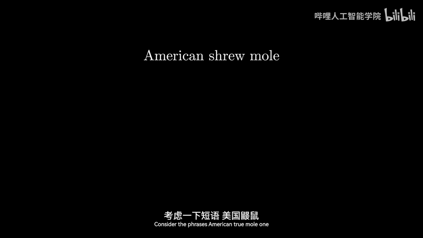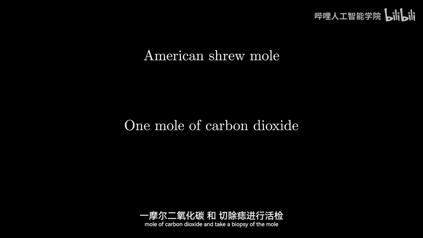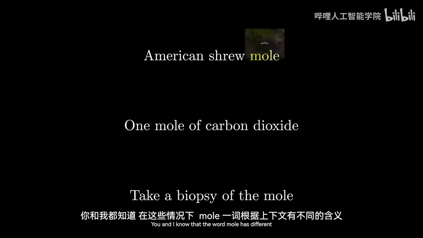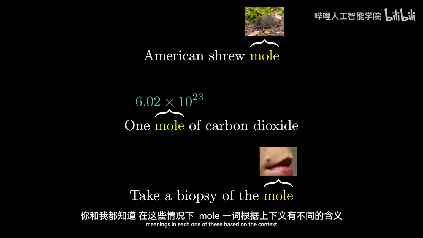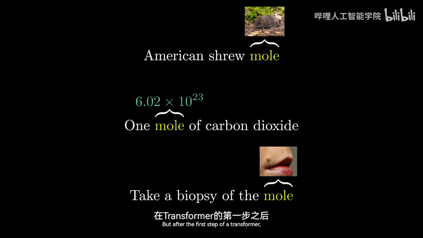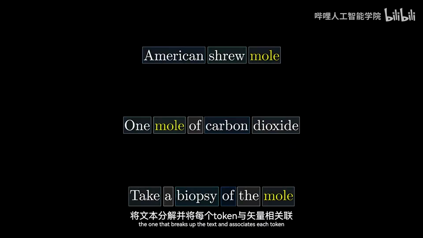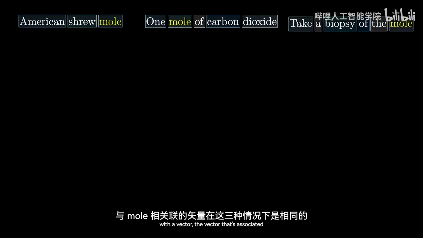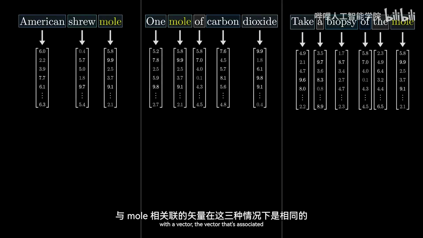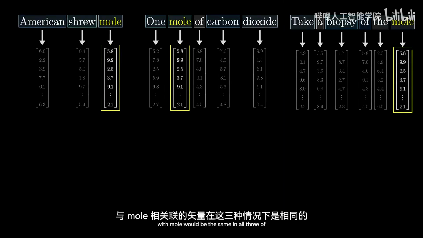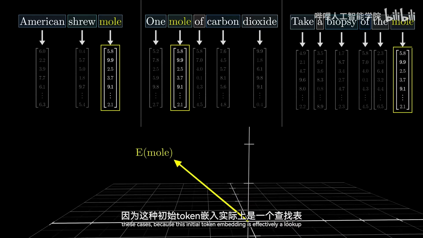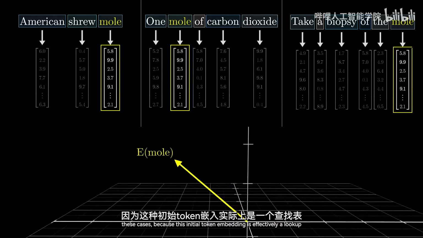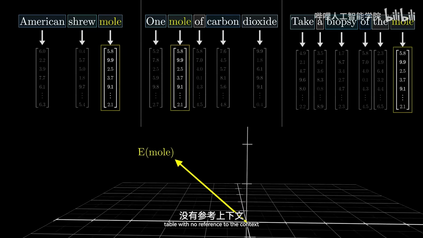Consider the phrases American shrew mole, one mole of carbon dioxide, and take a biopsy of the mole. You and I know that the word mole has different meanings in each one of these, based on the context. But after the first step of a transformer, the one that breaks up the text and associates each token with a vector, the vector that's associated with mole would be the same in all three of these cases, because this initial token embedding is effectively a lookup table with no reference to the context.